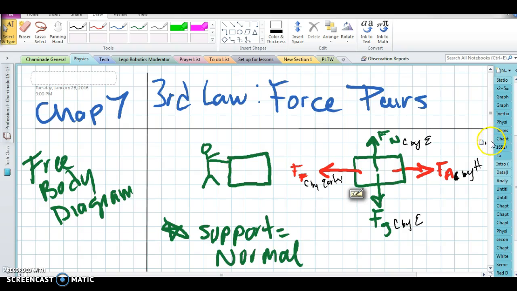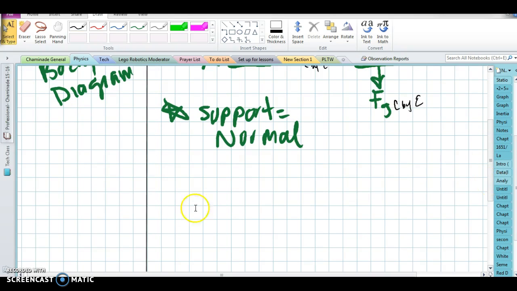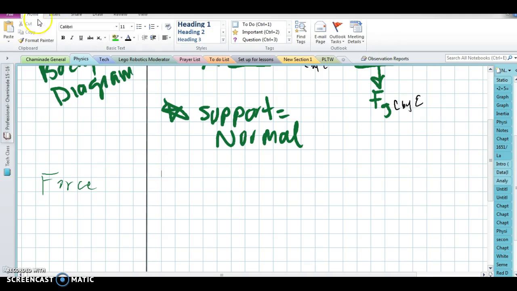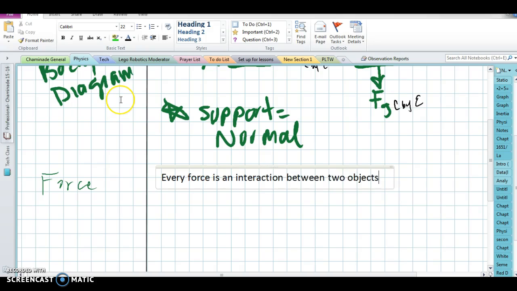Alright, something else I want you to realize. Notice every force that we have here, I'm going to type because it looks a little neater. Every force that we're dealing with here has interaction between two objects. You can't have a force without two objects applying onto each other.